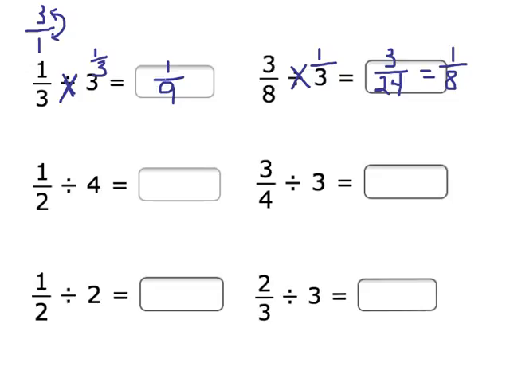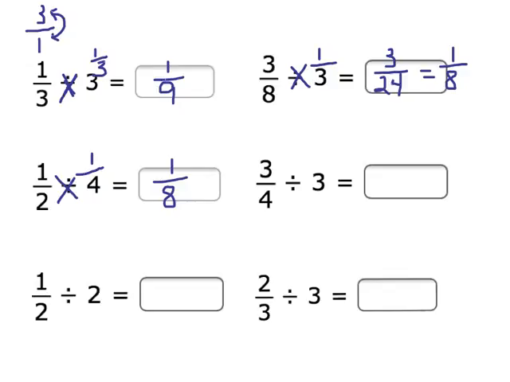My next problem, 1/2 divided by 4. Again, I'm going to change it to multiplication. And rather than 4 over 1, I'm going to have 1/4. 1 times 1 is 1. 2 times 4 is 8. That cannot be simplified.